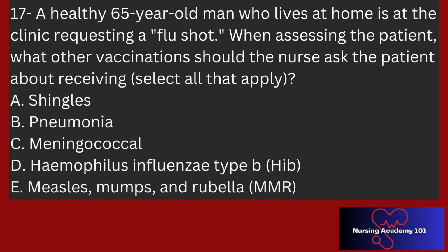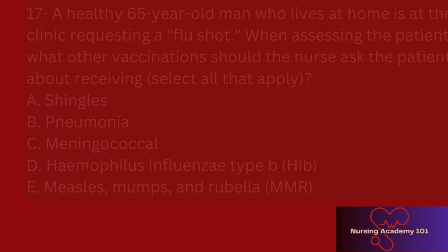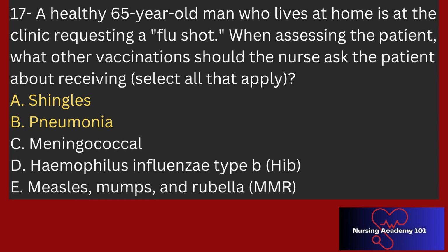Question number 17. A healthy 65-year-old man who lives at home is at the clinic requesting a flu shot. When assessing the patient, what other vaccinations should the nurse ask the patient about receiving? Select all that apply. A. Shingles, B. Pneumonia, C. Meningococcal, D. Haemophilus influenzae type B, E. Measles, mumps, and rubella. The answer is A. Shingles, B. Pneumonia.